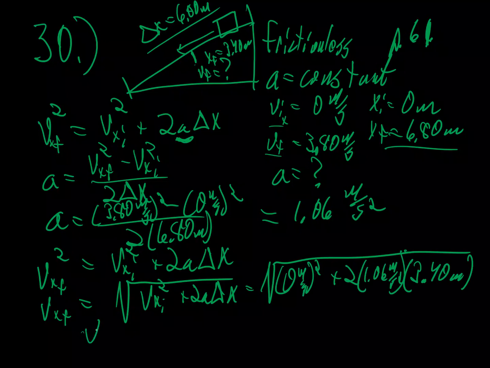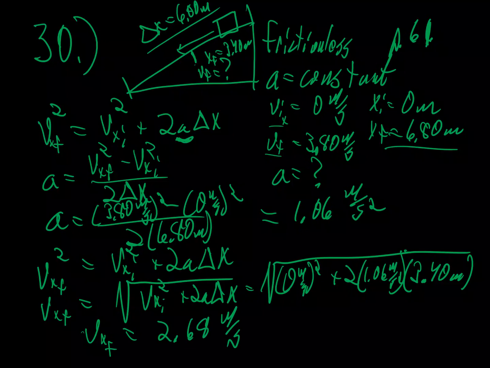And we get a final velocity in the x direction of 2.68 meters per second. And I want to double check my math there. Yeah, it should be right. Double check 2 times. Yeah, 2.68. Yep, that's correct. Okay, so that's number 30.